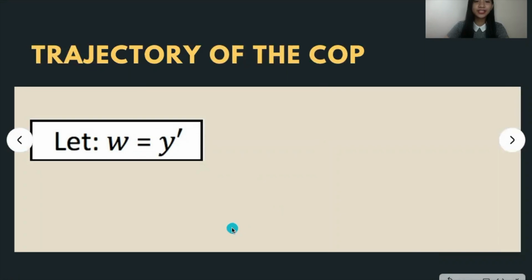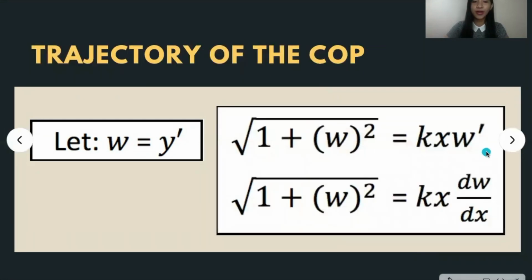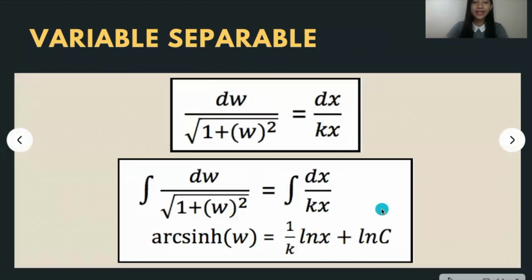So to get the differential equation, we just need to let w be equal to y prime. So we will be coming up with this equation wherein y prime is also equal to dw over dx. Also, as we could observe in this equation, variables w and x could be separated. And then applying the method of variable separable that we have learned from the CalEng 3 class, the equation will now be like this. So integrating both sides, we would be coming up with arc sinh w is equal to 1 over k ln x plus ln c.